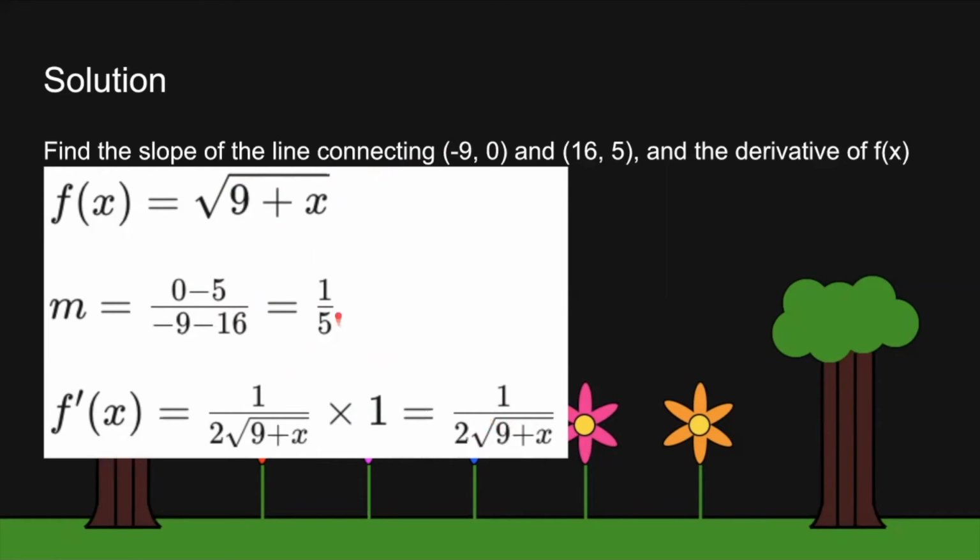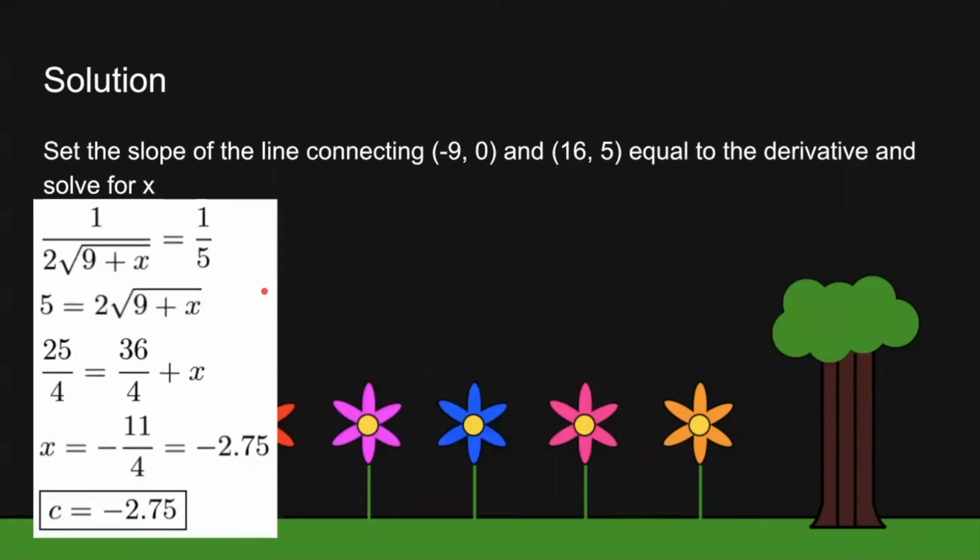So now we set these equal to each other. All right, so then we solve for x. So multiply both sides by the denominators and then dividing by 2 and squaring both sides, you'll get this. And this is just 9. I changed it to a fraction. And if you solve, you get x is equal to -11/4 or -2.75. And the problem was asking for what is c. So the final answer should be c is equal to -2.75.